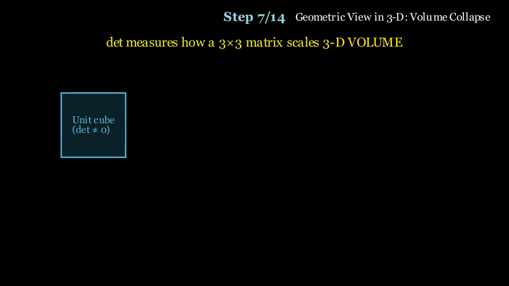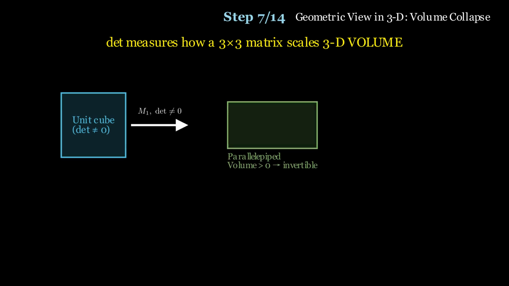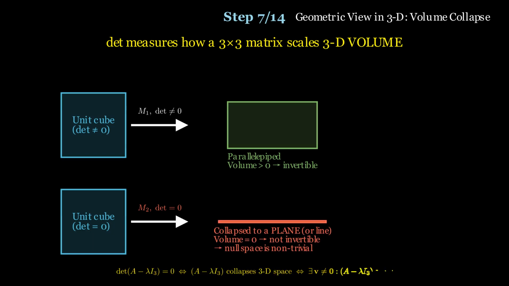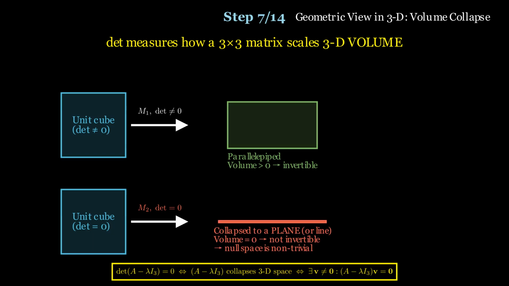Step 7. Geometric intuition in 3 dimensions. The determinant of a 3 by 3 matrix measures how it scales 3D volume. If the determinant is non-zero, the unit cube is mapped to a parallelepiped with positive volume. The matrix is invertible. If the determinant is 0, the cube collapses. 3D space is flattened onto a 2D plane, or even a 1D line. The collapsed directions form the null space, and those vectors are exactly the eigenvectors we are looking for. Setting the determinant to 0 asks, for which lambda does A minus lambda I3 collapse 3D space?